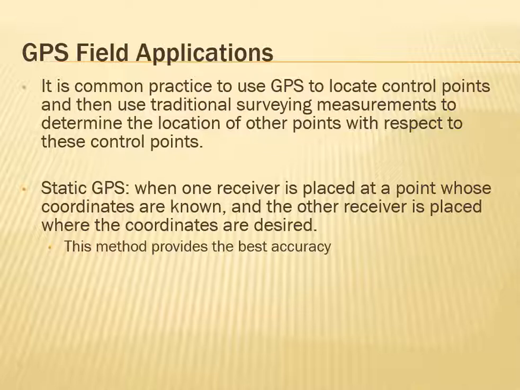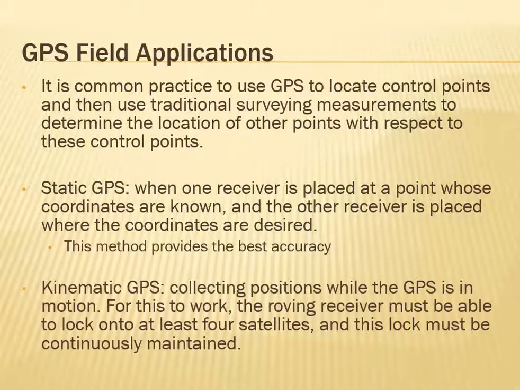Static GPS is when one receiver is placed at a point whose coordinates are well known and the other receiver is placed where the coordinates are desired, and this provides excellent accuracy. This is what's most commonly used. On the other hand, we have kinematic GPS, which is when you collect positions while the GPS is in motion. For this to work, the roving receiver must be able to lock into at least 4 satellites, and this lock must be continuously maintained. Okay, a lot trickier, but doable.